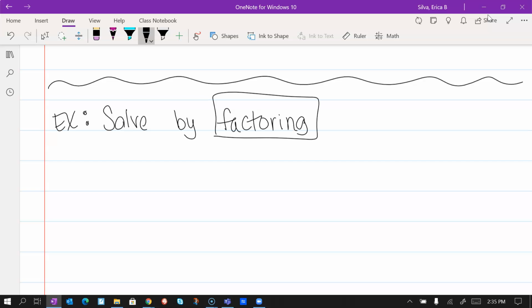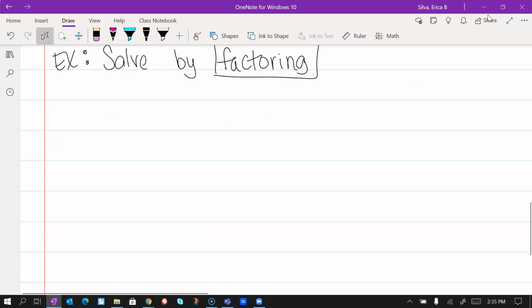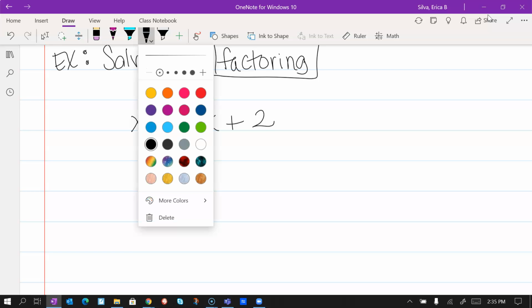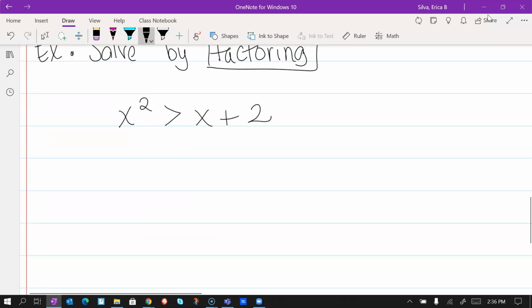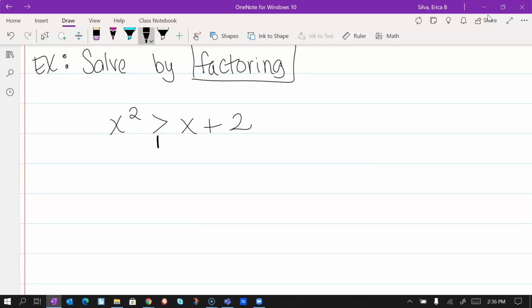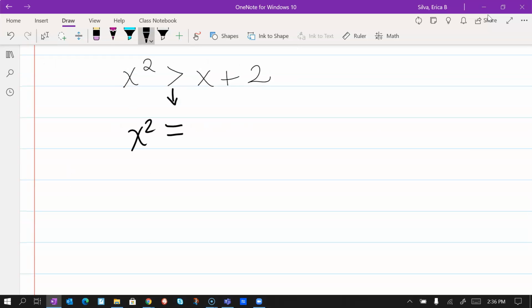So way back in the day in Algebra 2, actually just in December, ha ha ha. So in December, we learned factoring, so we're just bringing it back. All right, so my equation is x squared greater than x plus 2. Now, when we solve, we want to change that inequality to an equal sign because we're going to solve it just as if it were an equation. So x squared equals x plus 2.